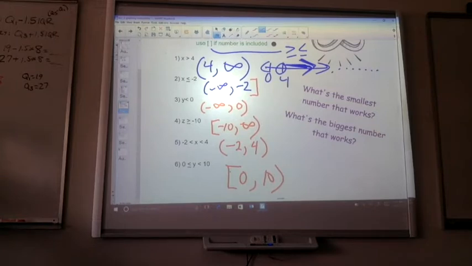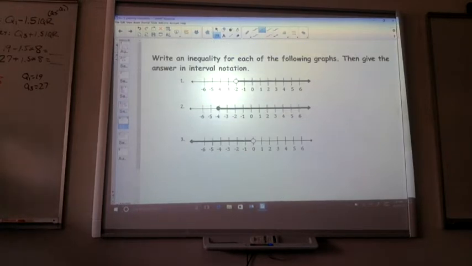Just start and end point. That's all it is. Start and end point. Okay. We have number lines, so we want to write the inequality. So x is greater than, less than, greater than or equal to, less than or equal to, -2.